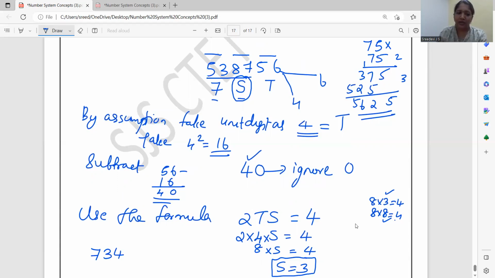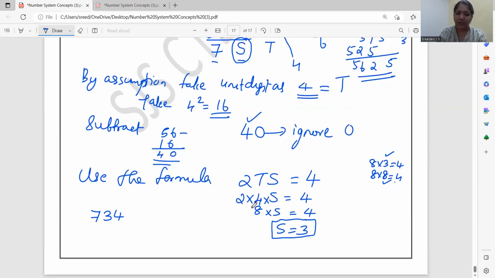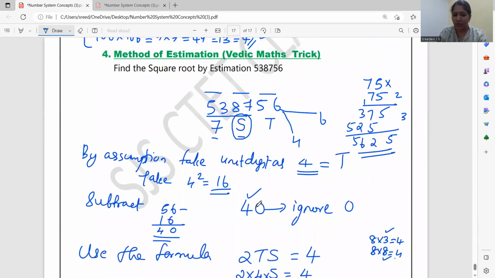So let us check whether it is 4 or 6. For that we can just check the digital root also. What is the digital root here? We add the digits of the number: 5 plus 3 plus 8 plus 7 plus 5 plus 6. What answer will you get? 34, that is 4 plus 3, 7. You are getting 7 as the digital root of the question.